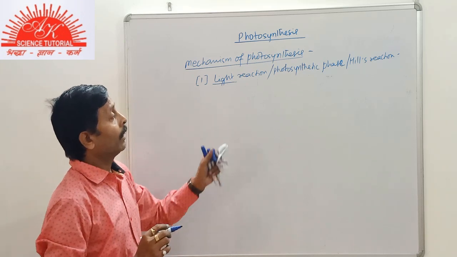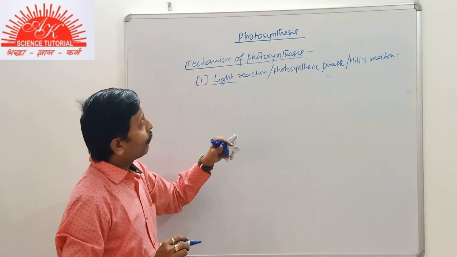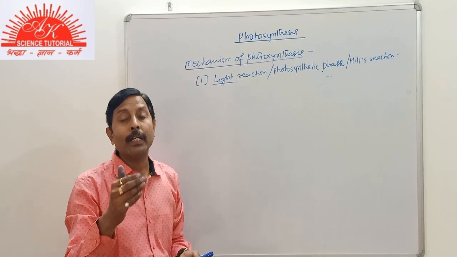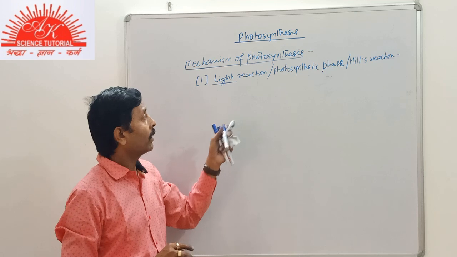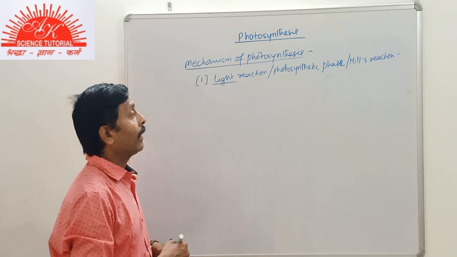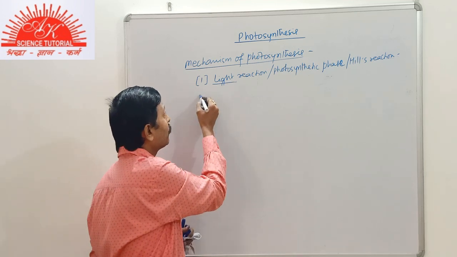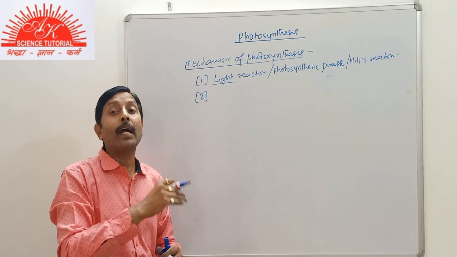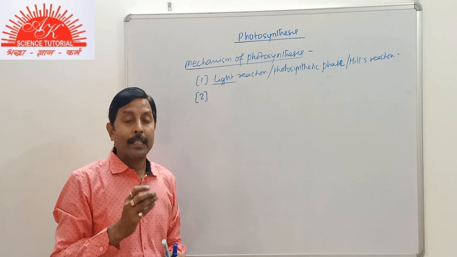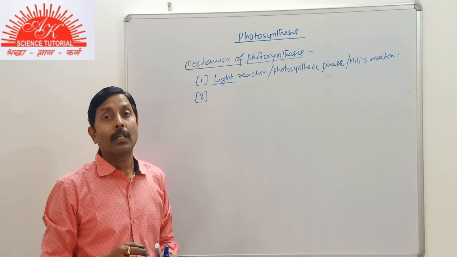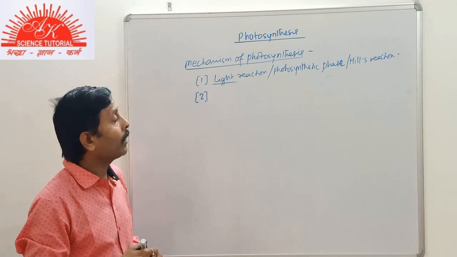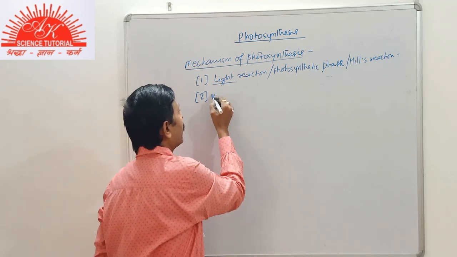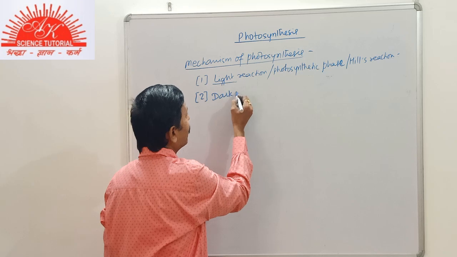Now students, the products from the light reaction pass into the stroma. Light reaction took place in the grana and now the dark reaction, the next phase, will take place in the stroma. So the products from light reaction, that is ATP and NADPH, will diffuse or pass into the stroma where the remaining process will take place. So the next part is dark reaction.